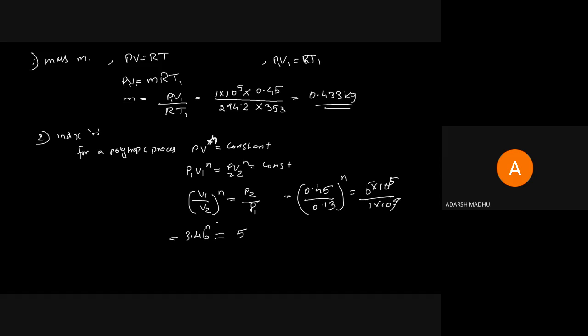Okay, 3.46 raised to n equal to 5. We want to find the value of n here, right? So how can we find the value of n? Take logarithm on both sides. So log of 3.46 raised to n equal to log 5.